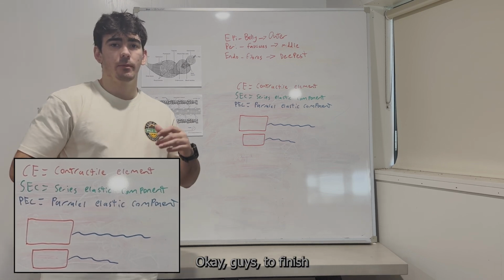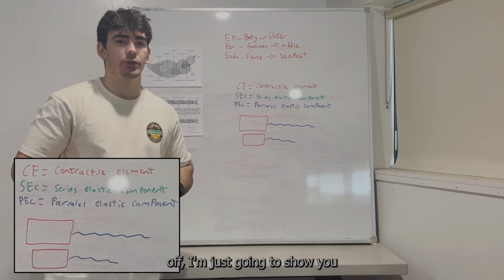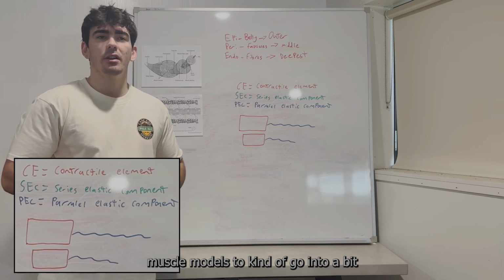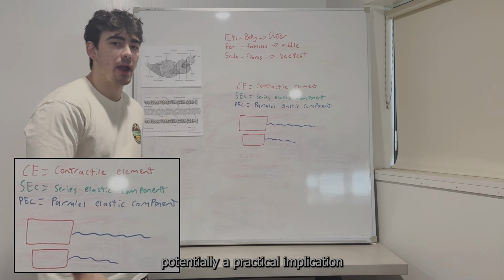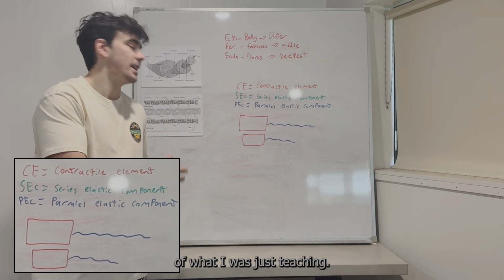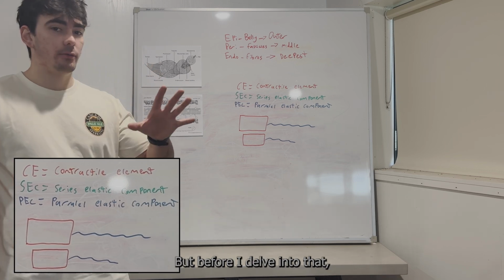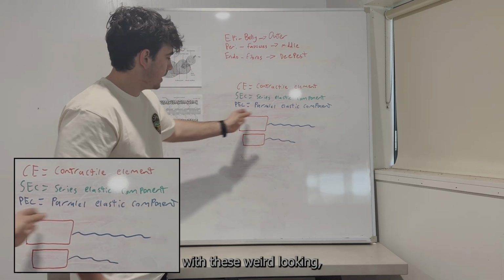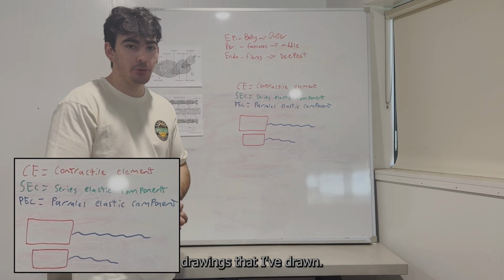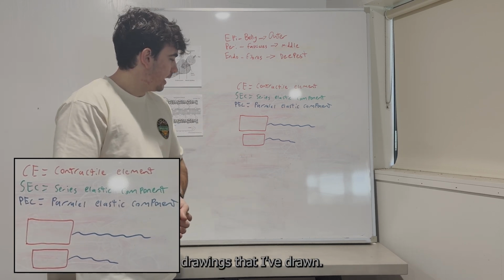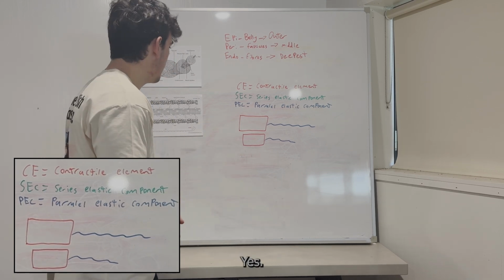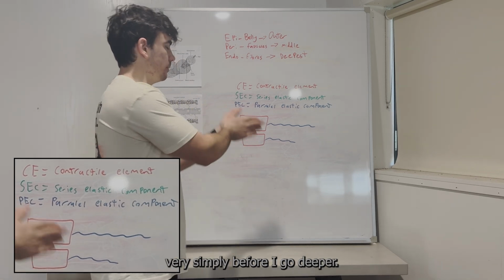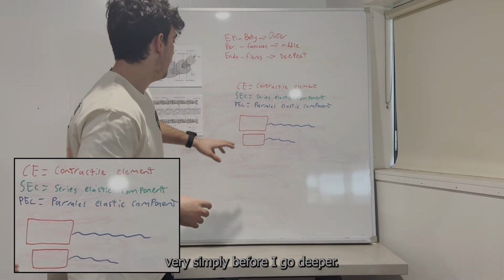Okay guys, to finish off, I'm just going to show you some quick and simple muscle models to go into a bit more of potentially a practical implication of what I was just teaching. But before I delve into that, I just want to show an even simpler model here with these weird looking drawings that I've drawn. So I just want to clarify this very simply before I go deeper.